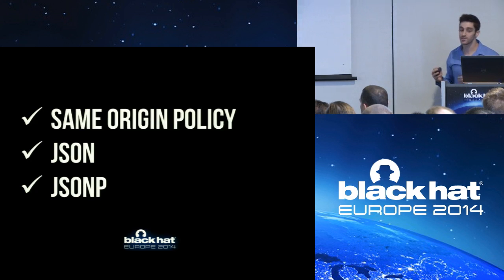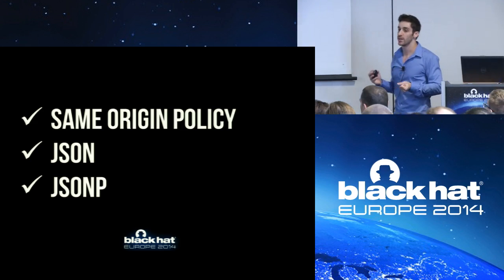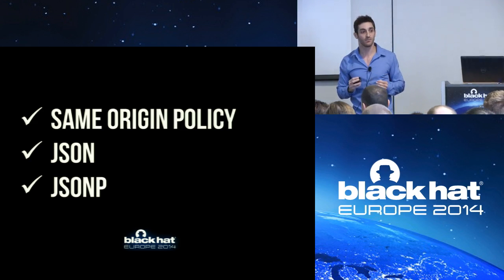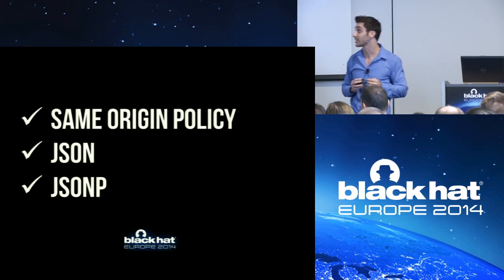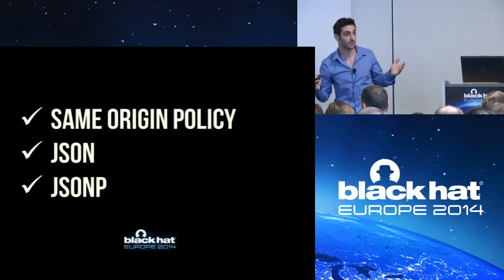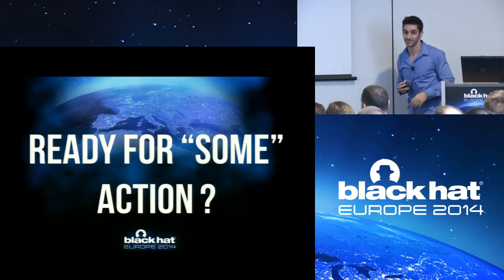So we covered same origin policy, JSON, and JSON with padding. I believe you now have all the background that you need to understand the same origin method execution attack. So are you ready for some hacking?